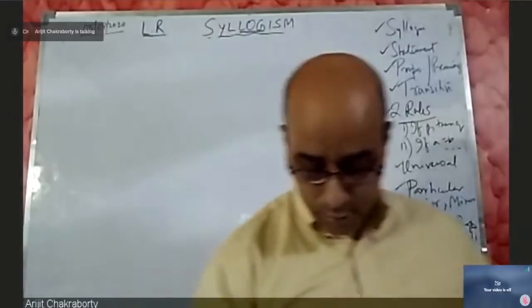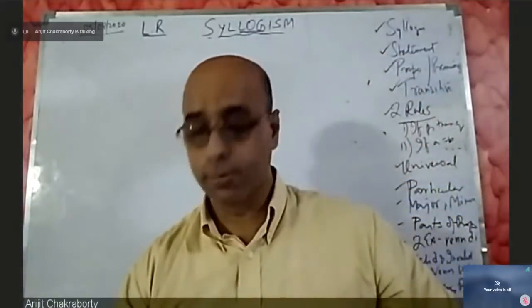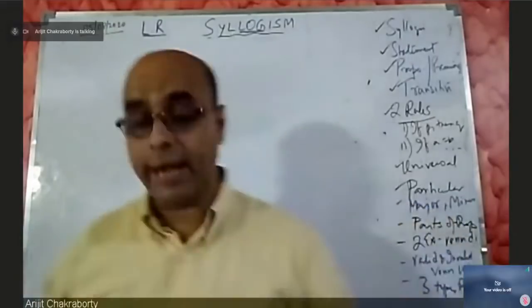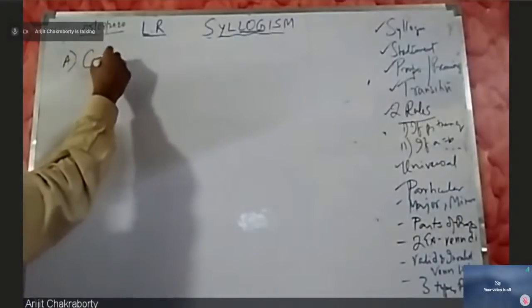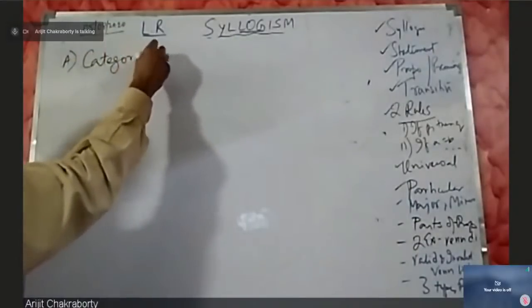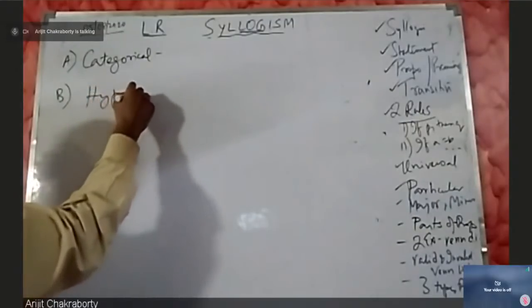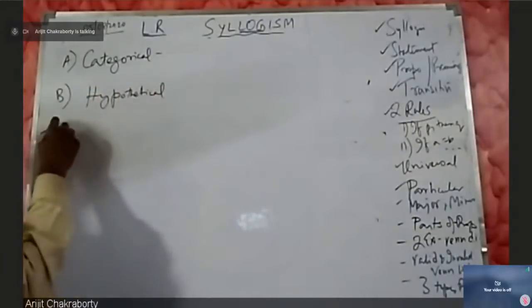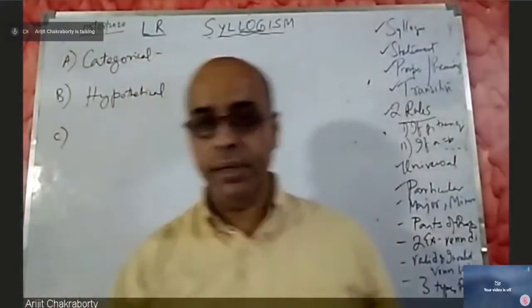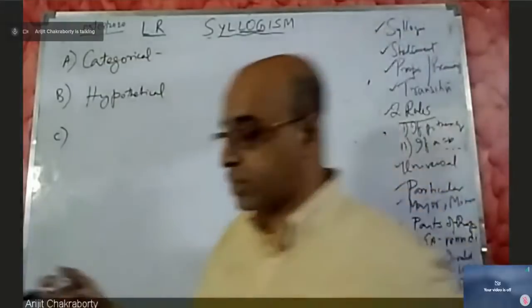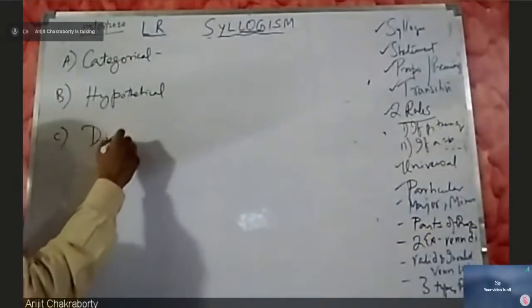Now the three types of proposition. First is what we call the categorical proposition. Please keep a note of it. Categorical proposition. So A is categorical. B is hypothetical. And the third one, so you have categorical proposition, then you have hypothetical, and the third is disjunctive. Disjunctive proposition.